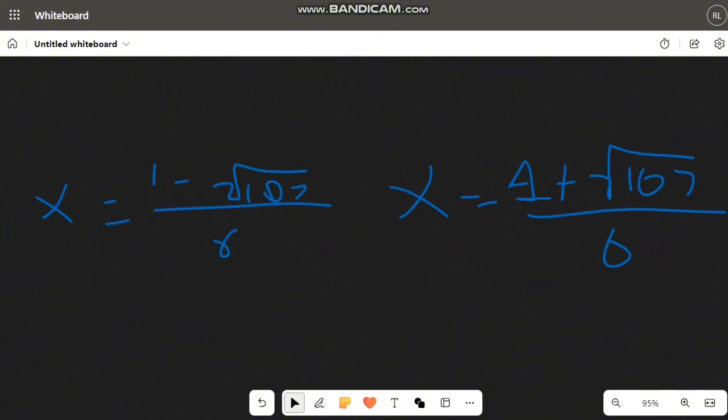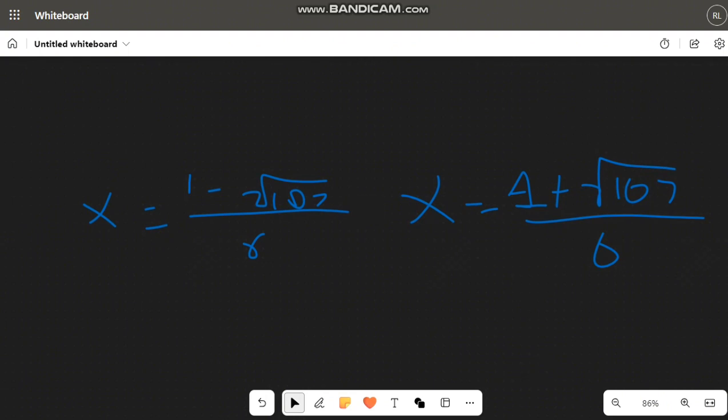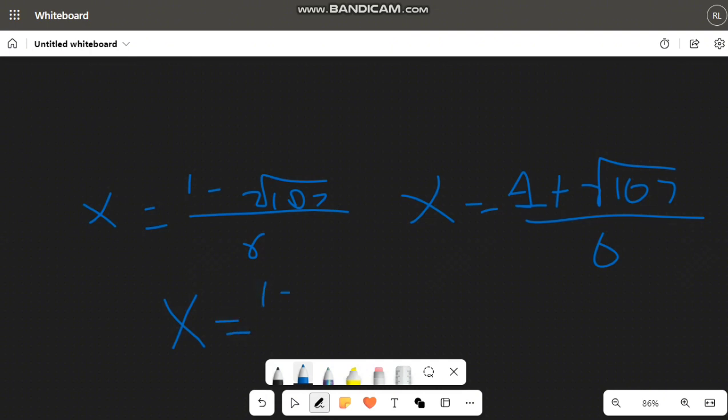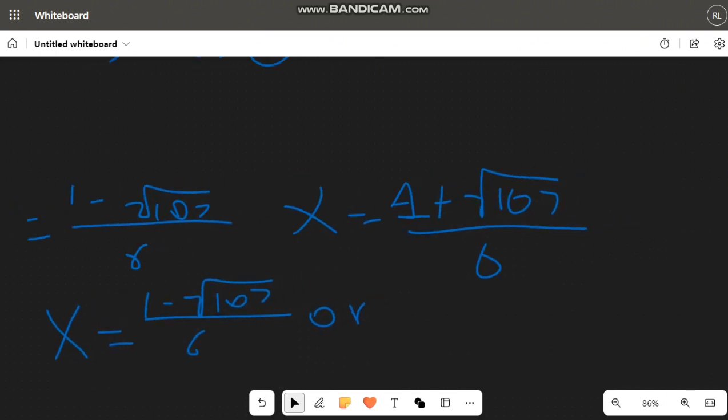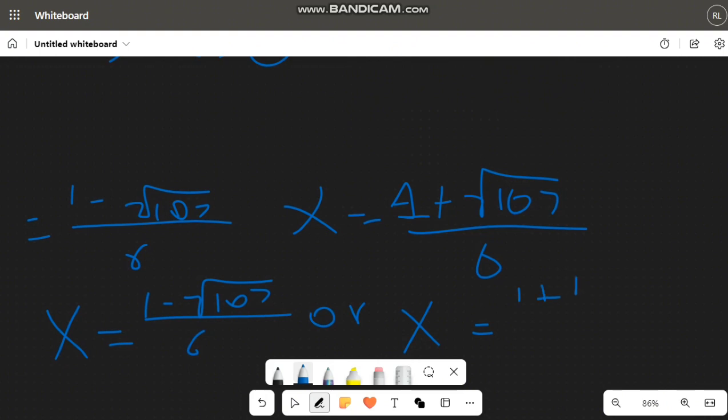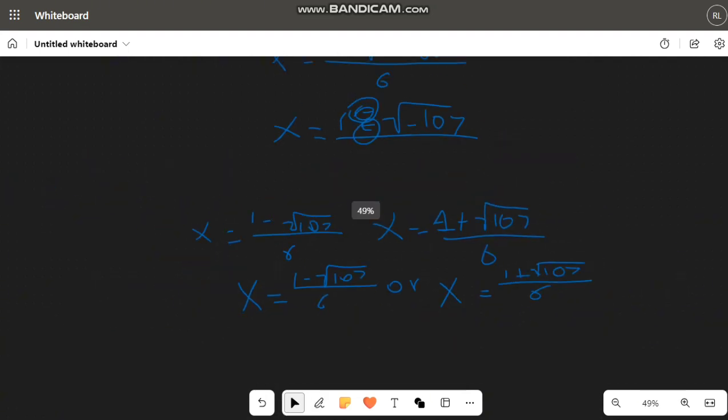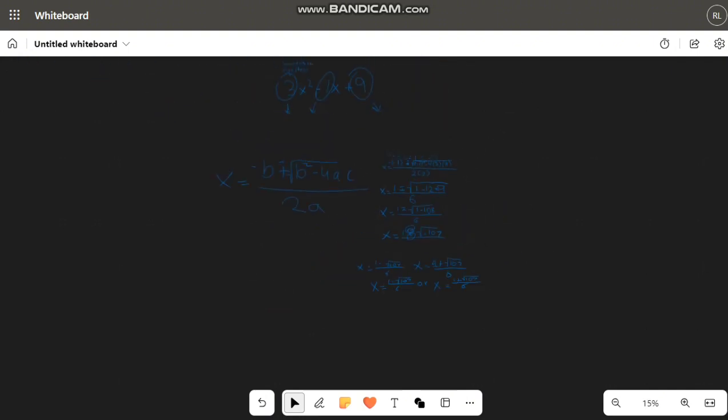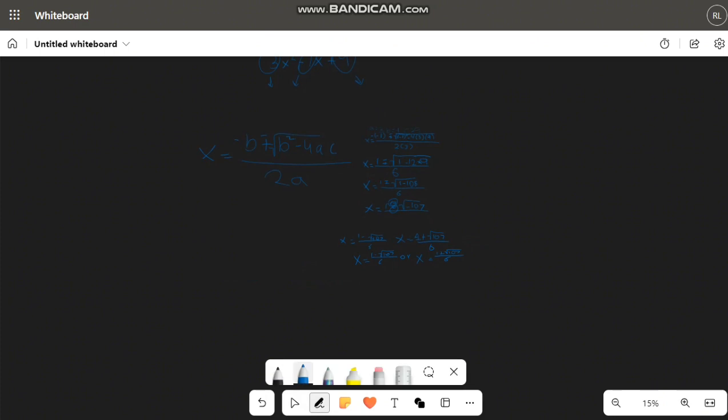Since this can't be simplified anymore, the answer would be x equals 1 minus square root of 107 over 6, or x equals 1 plus square root of 107 over 6. It's a very long formula, which would just find a very simple answer for everyone.